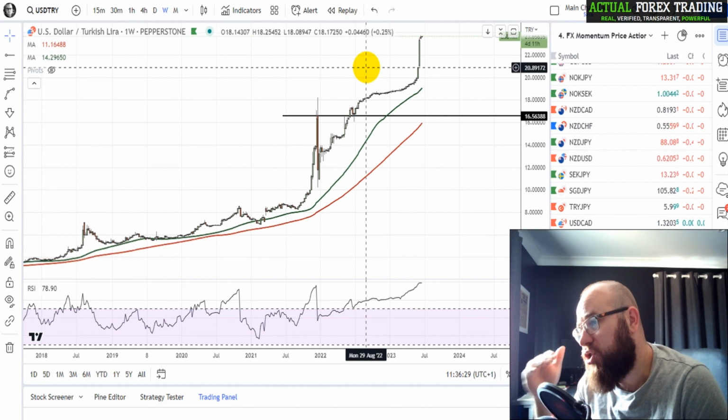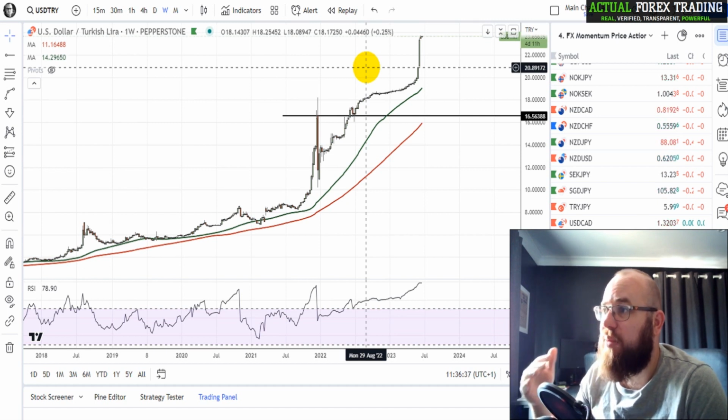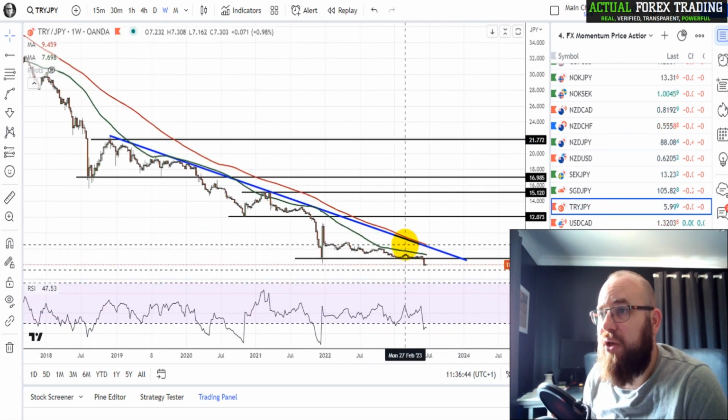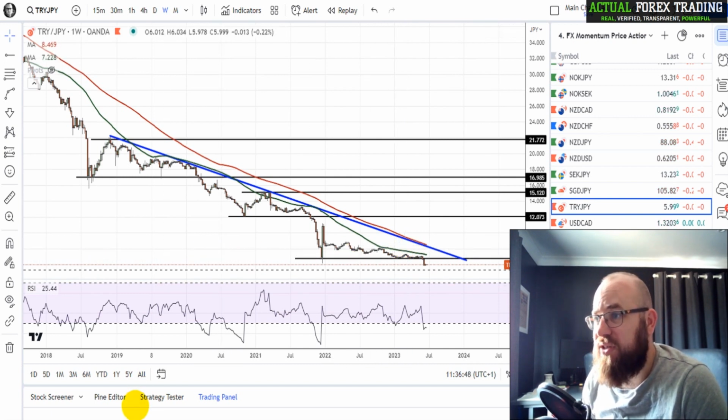Lots of people are short the Turkish lira, lots of money is short the Turkish lira. Them just winding down those positions because of interest rates going up would cause a move down for this pair, and Turkish lira yen a move up on this pair. Strength for the Turkish lira, so that's something to look out for.